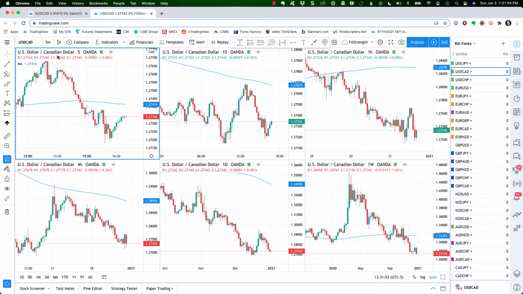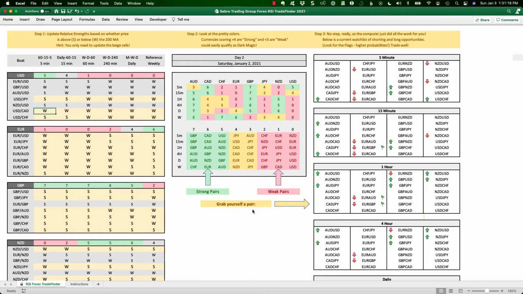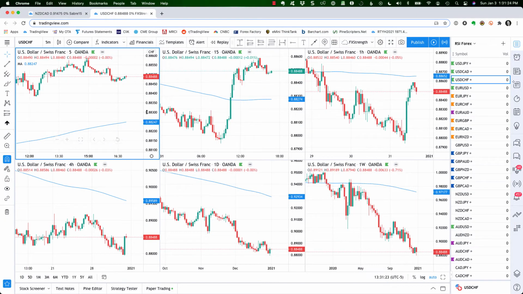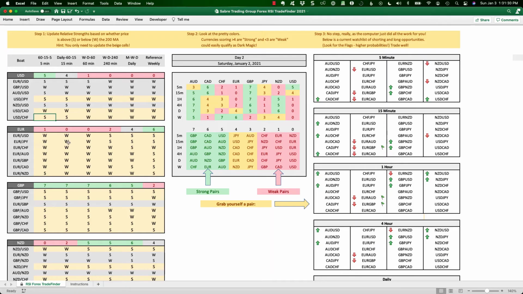And so starting with the US CAD, we've got weak, weak, weak, weak, weak, weak. All 6 prices on all 6 time frames are below the 200 moving average. All right. So we're going to do weak, weak, weak, weak, weak, weak. Now the US Swiss. Where are we on the US Swiss? Strong, weak, weak, weak, weak. All right. So now we've got strong, weak, weak, weak, weak.